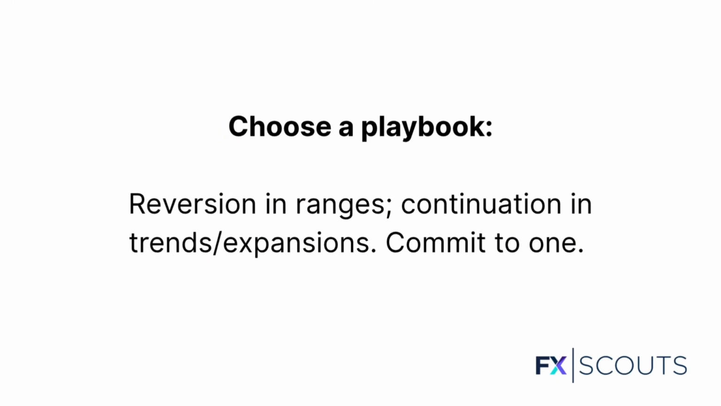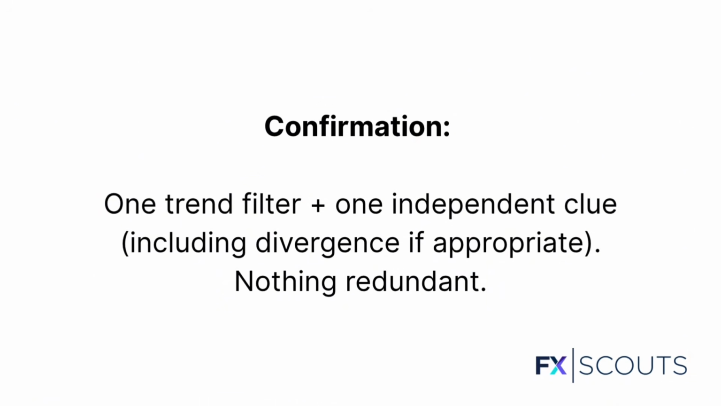Then choose your playbook. If you've got a reverting condition, you're going to be fading the moves from the outside to the middle band. If you've got a trending market, you want to enter as price maybe pulls back to the middle band and then shoots up again. Then you want to look at your confirmation. You want one trend filter and you want an independent clue. You don't want anything redundant. Don't add too many oscillators to your chart. It's going to just become very confusing.